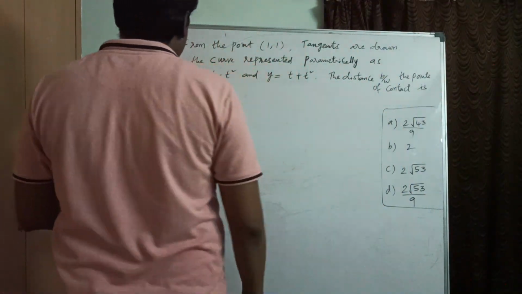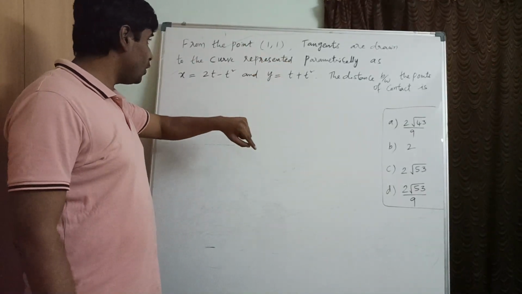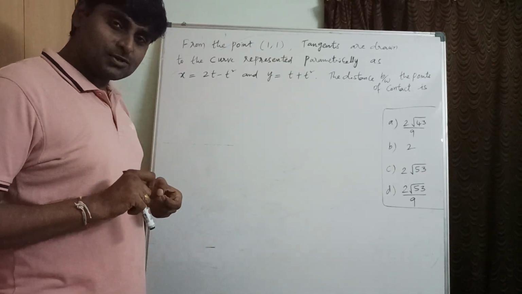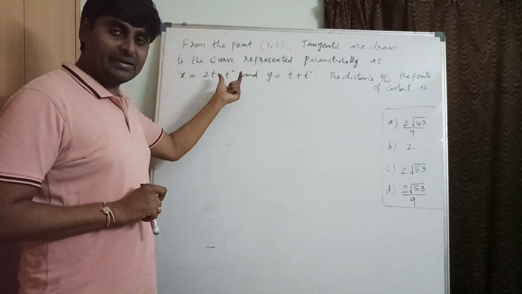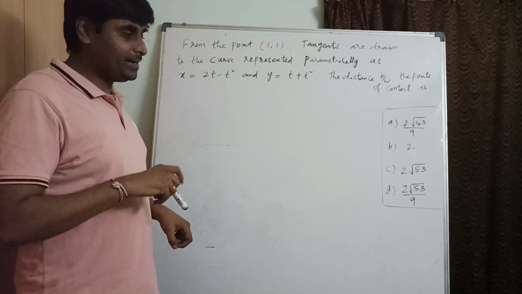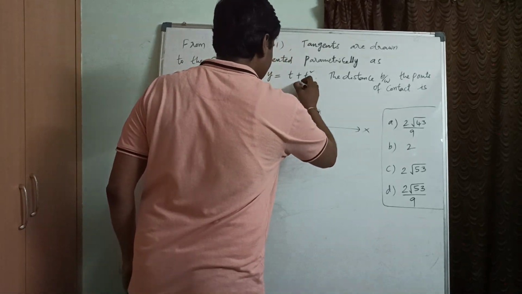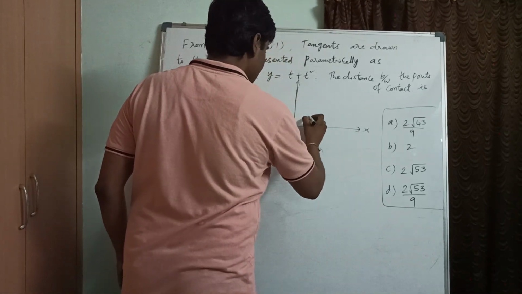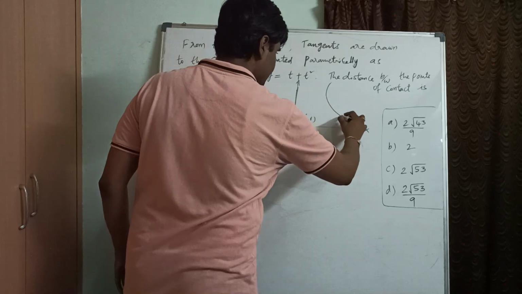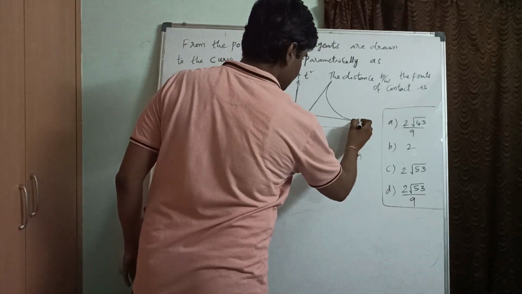Now let us look at this question. From the point 1, 1, tangents are drawn to the curve represented parametrically. So as we discussed already, whenever a curve is given in parametric form, that equation itself gives the point of contact. Let us see how it is placed graphically. This is the origin. Now let me take this as 1, 1. From 1, 1, tangents are drawn. So let me take one tangent here, another tangent here.